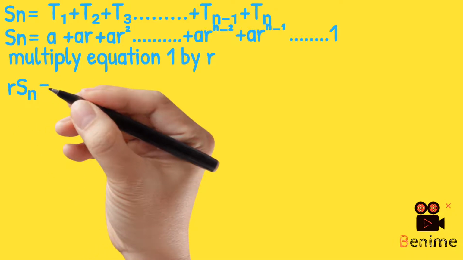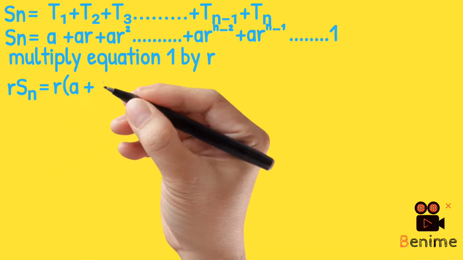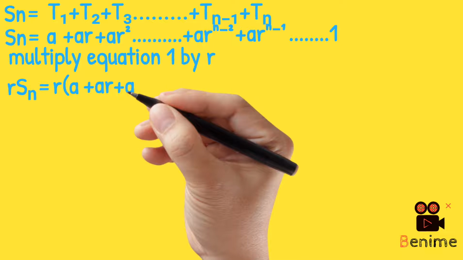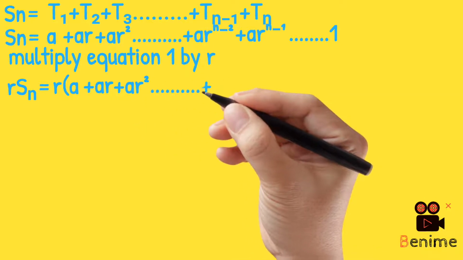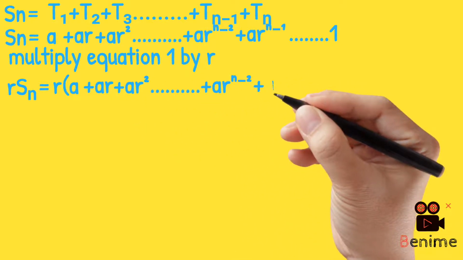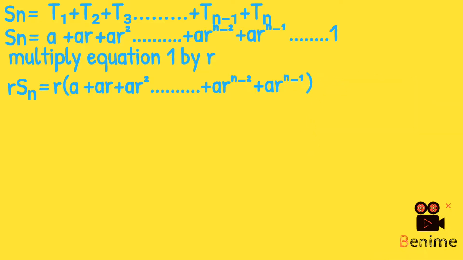Then on the other side, you have r open bracket, a plus ar plus ar raised to the power of 2 and so on until you get to ar raised to the power of n minus 2 plus ar raised to the power of n minus 1. I put the r outside because I'm multiplying every term in the bracket by that r. So what I have there is rSn is equal to r open bracket a plus ar plus ar raised to the power of 2 and so on, ar raised to the power of n minus 2 plus ar raised to the power of n minus 1 close bracket.